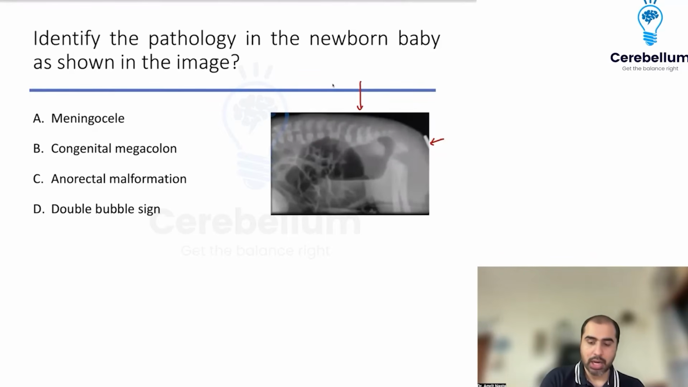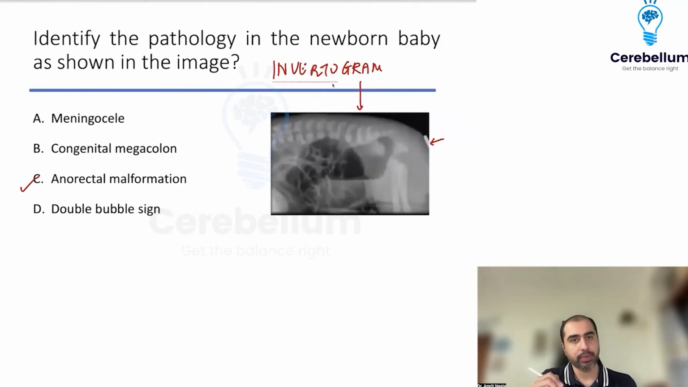This is an invertogram X-ray, which is done for anorectal malformations, where a child has an absent anal opening. After 12 to 24 hours, you put a coin at the anal opening where it should be, turn the baby and take an X-ray. It's not for diagnosing ARM. You just want to see how far the gas is from this coin, the distance.